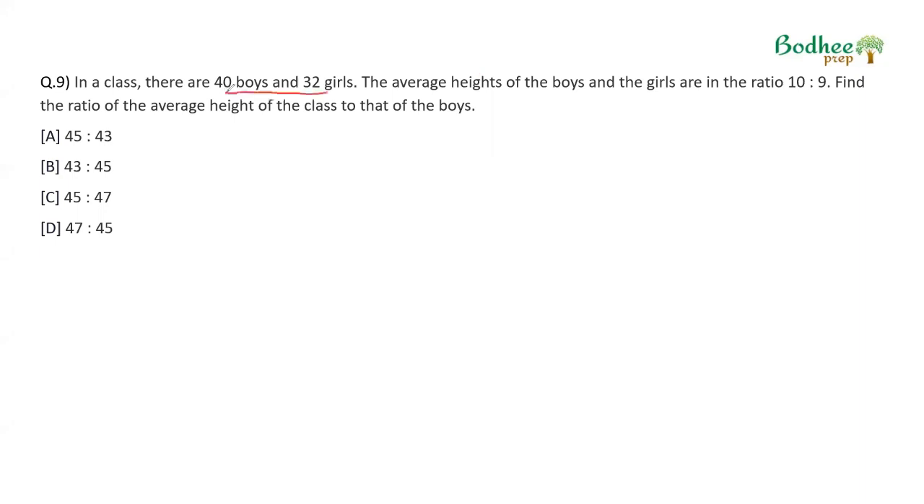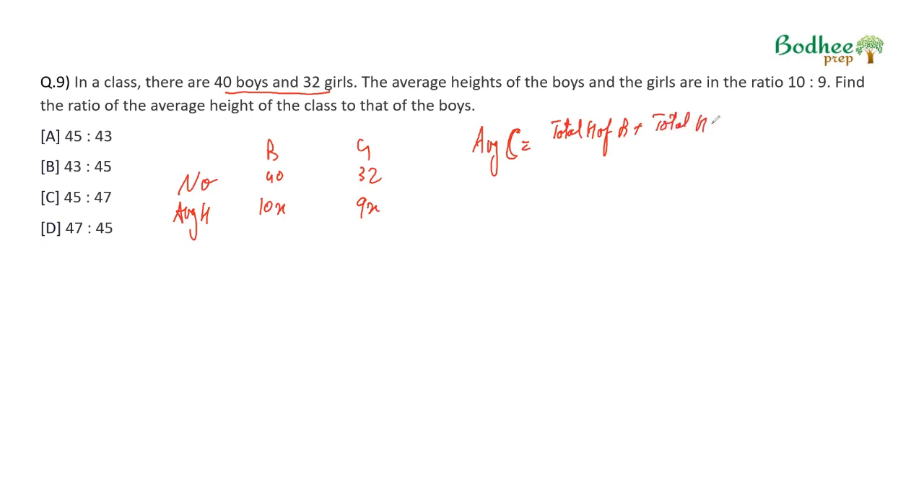In a class, there are 40 boys, 32 girls. Boys, girls, 40, 32. This is the number. Average height of boys and girls is in the ratio 10:9. Average height is 10x and 9x. Find the ratio of average height of the class to that of the boys. So first, let us find the average height of the class. Average of class will be total height of boys plus total height of girls upon number of boys plus number of girls.